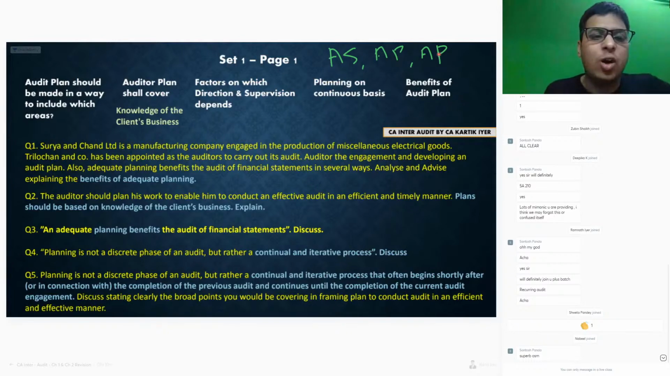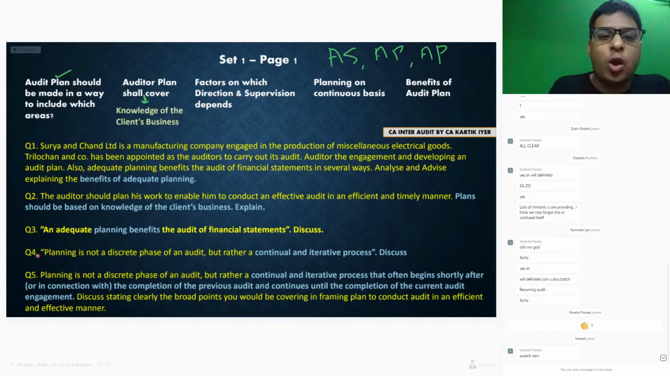Simple to understand. Now, the audit plan should be made in a way to include which areas? First question is this. So what should the audit plan include? Next, the audit plan shall cover a lot of points in this answer. So what should the audit plan cover basically?